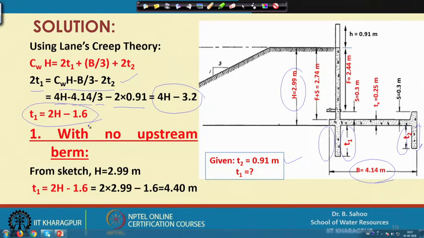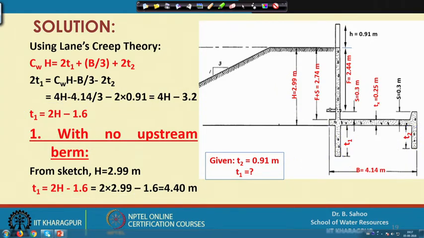Whatever the conditions given, depending on that the H value will change. For the first condition, with no upstream bomb, here H is equal to 2.99 meter, and directly you can get T1 equal to 2H minus 1.6. So, H is 2.99, and you will get 4.4 meter. So, this is for the first condition.